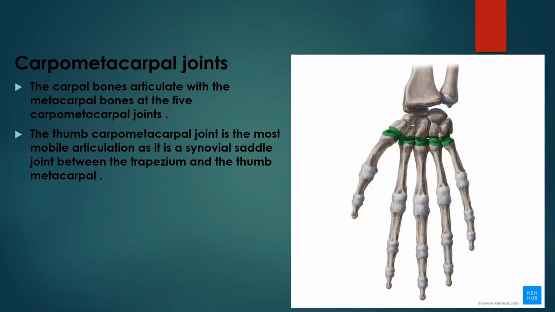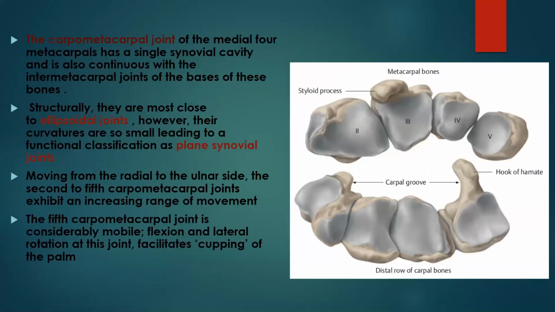Carpometacarpal joints. The carpal bones articulate with the metacarpal bones at 5 carpometacarpal joints. The thumb carpometacarpal joint is the most mobile articulation, as it is a synovial saddle joint between the trapezium and the thumb metacarpal. The carpometacarpal joint of the medial 4 metacarpals has a single synovial cavity and is also continuous with the intermetacarpal joint at the base of these bones.